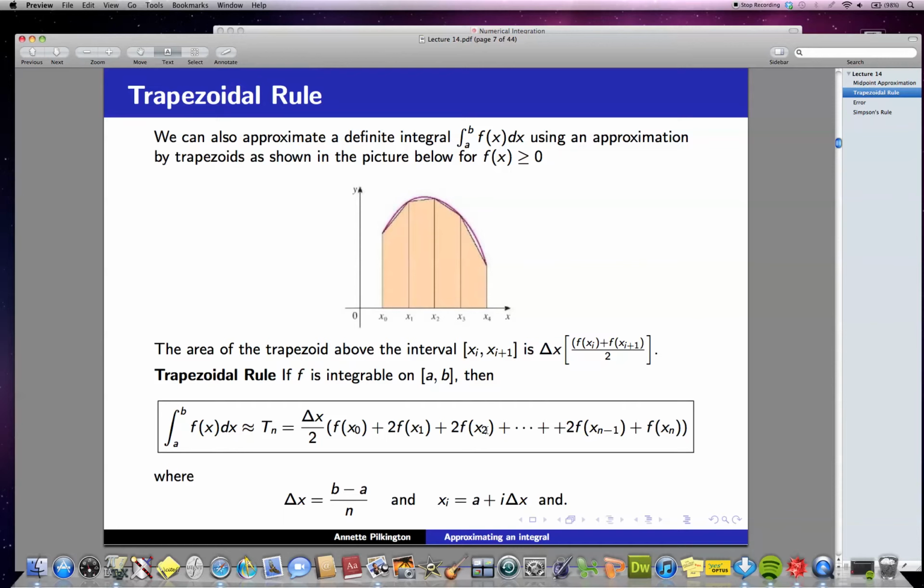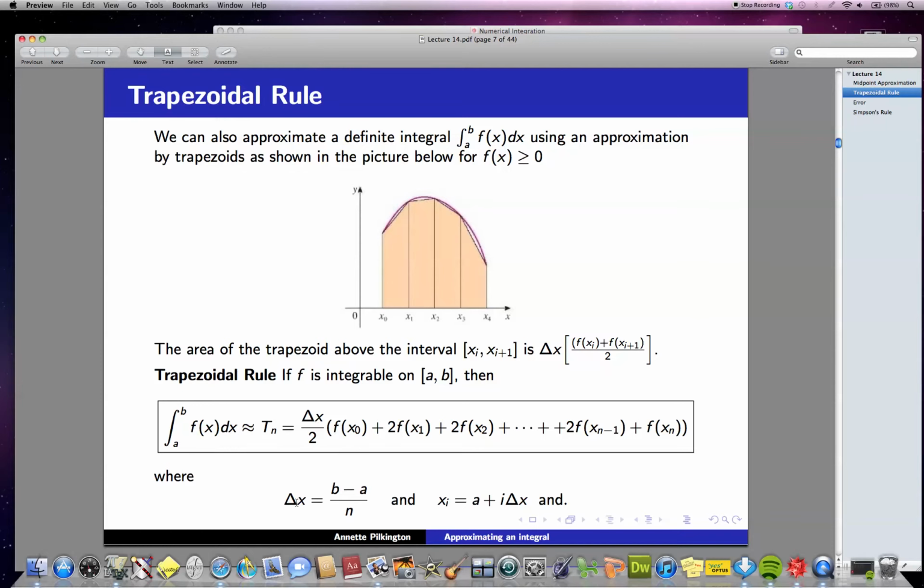Also f(x2) appears twice, right down as far as the second last marker here, f(x_{n-1}), and then f(x0) appears only once, and f(xn) appears only once, because the area of the last trapezoid occurs once, and the right endpoint just occurs once in the calculation. So we end up with this formula for the trapezoidal rule.